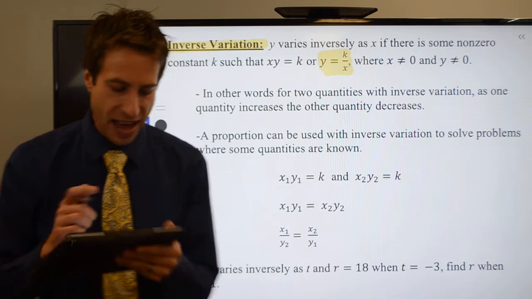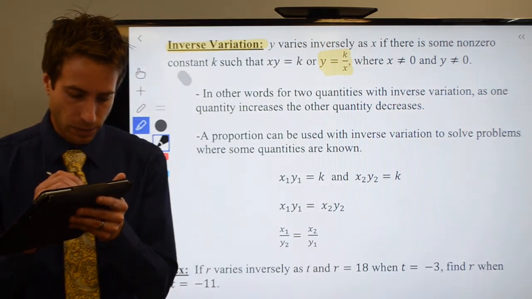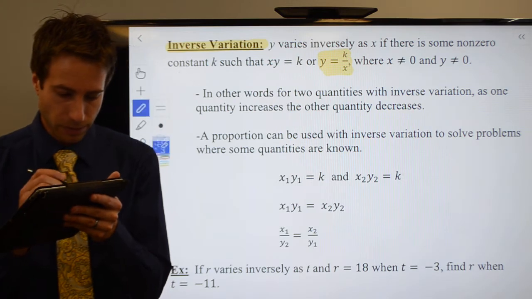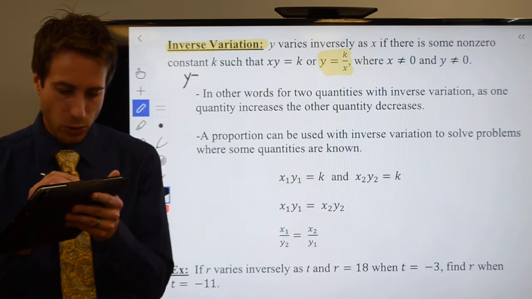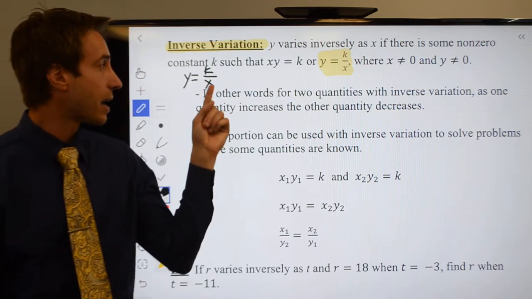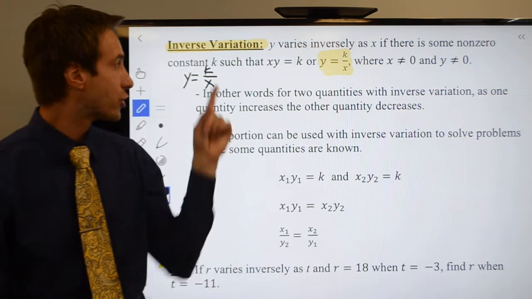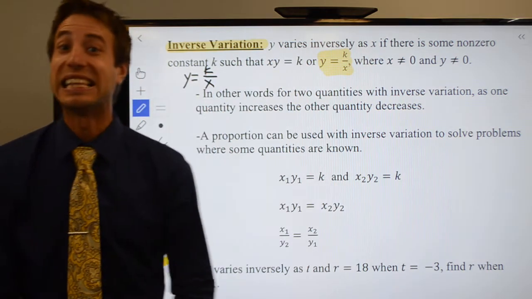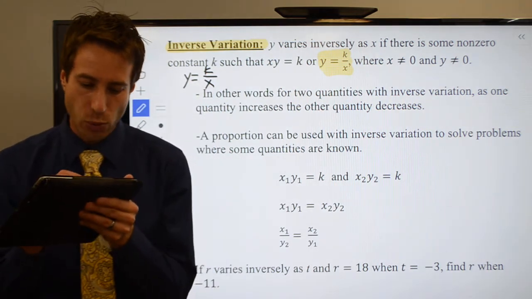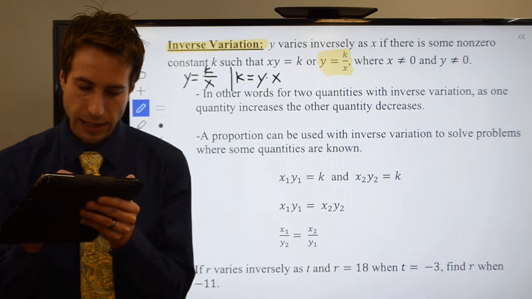Let's talk about why that is. All right, so here we go. I've got y equals k divided by x. K is the constant, so we'll go ahead and solve for k. In order to solve for k, I'll have to multiply the x to the other side. And what I wind up with is k is equal to y times x.